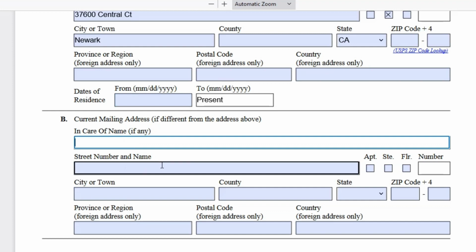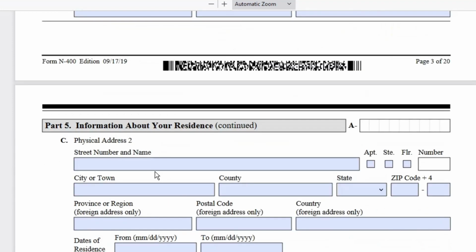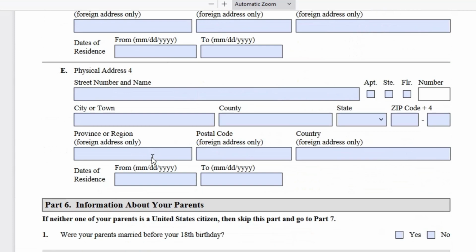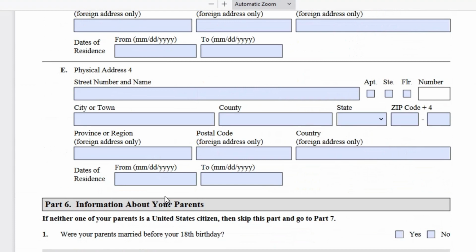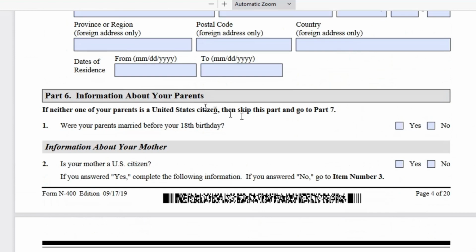Mailing address, I don't recommend doing that, but if you're using a different mailing address and you have to, you can put it. And then the second address, you have to cover 5 years here. You keep going on and on. For me, let's say you already covered 5 years on the first address, you're done. You don't have to fill the rest here.